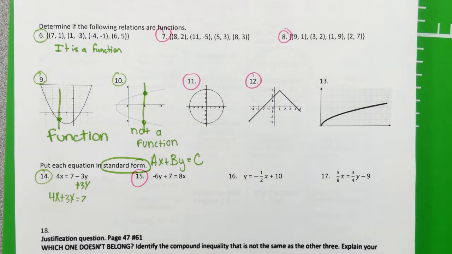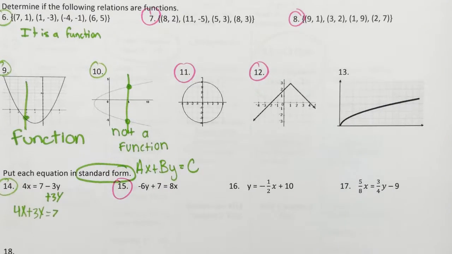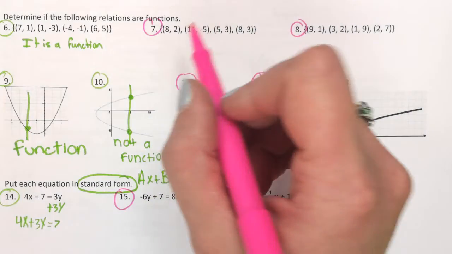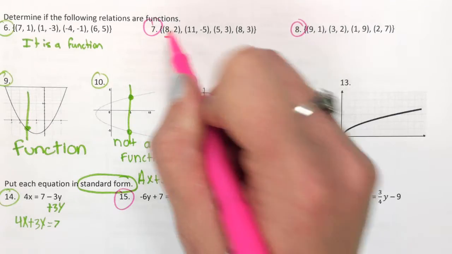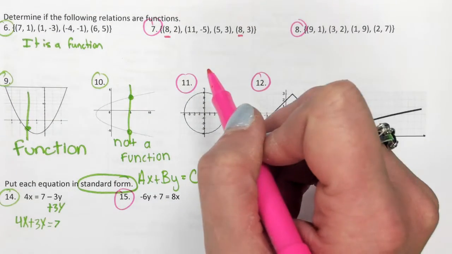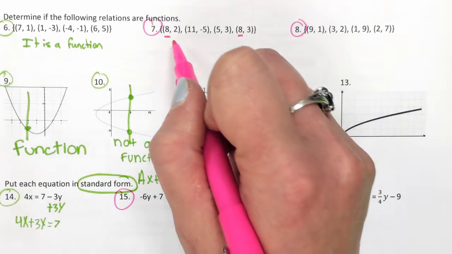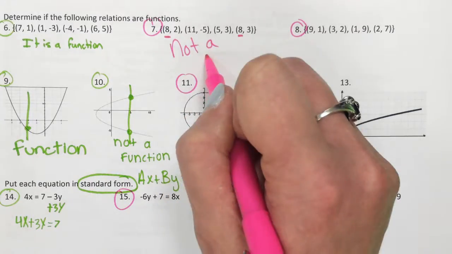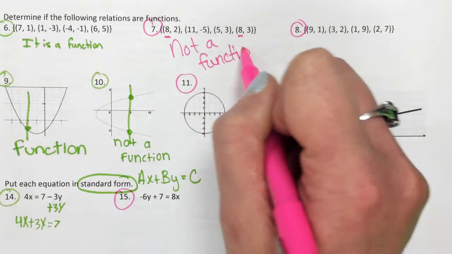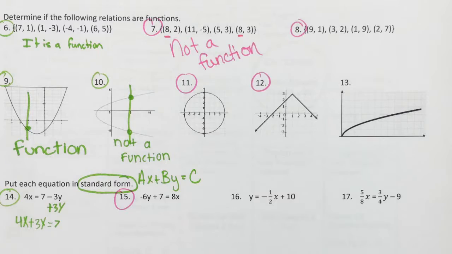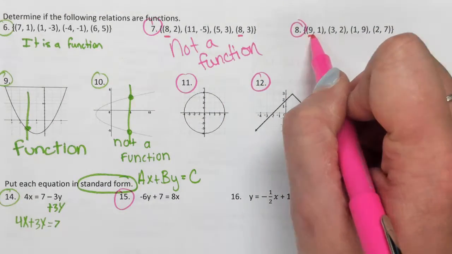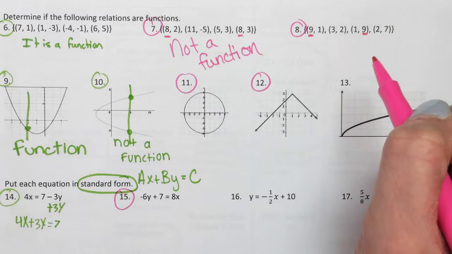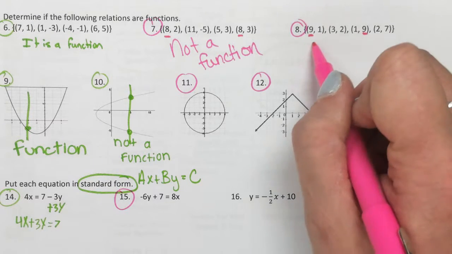All right, number 7. Function or not a function? Not a function. Guys, look, read the directions. All it said to do was tell me function or not a function, okay? This is not a function because the 8's repeat. What about number 8? Function. Now look, the 9's repeat, but you see how one is in the X spot and one is in the Y spot? So just be careful, okay? So this is a function.